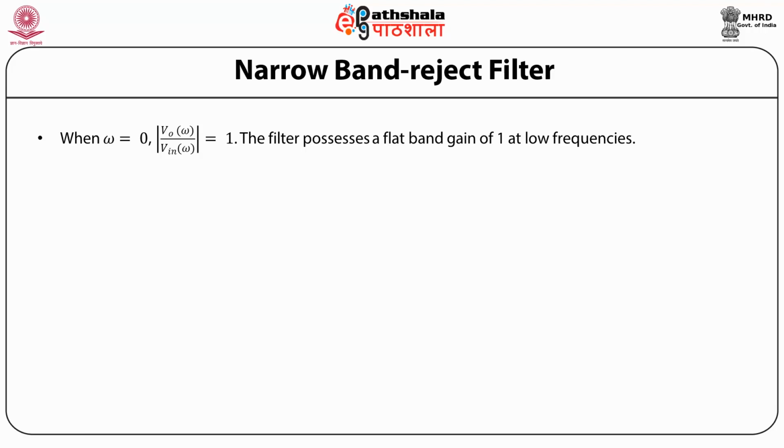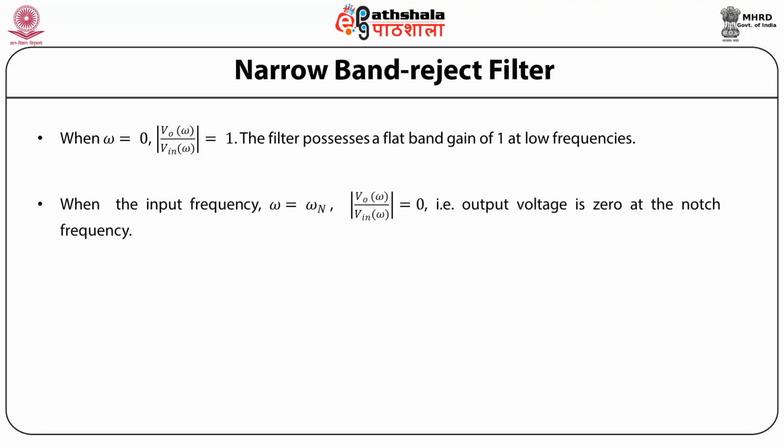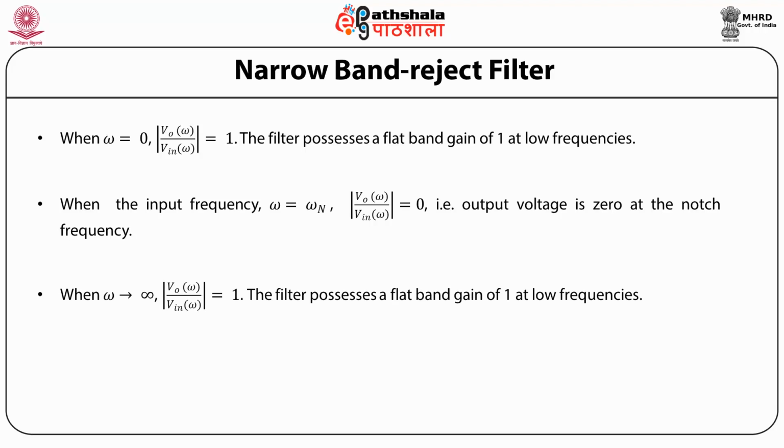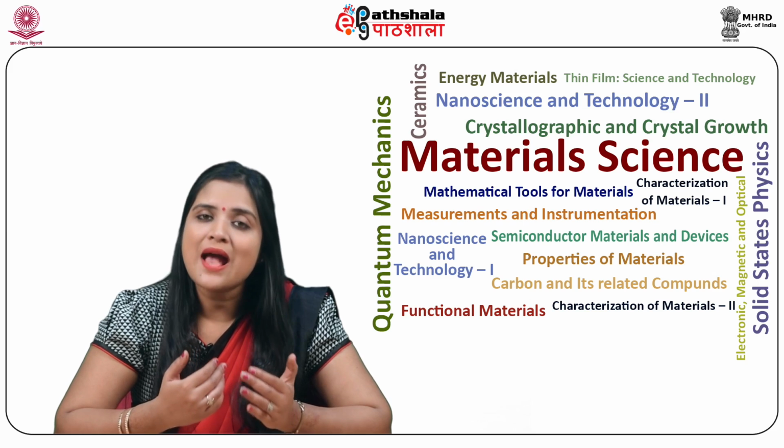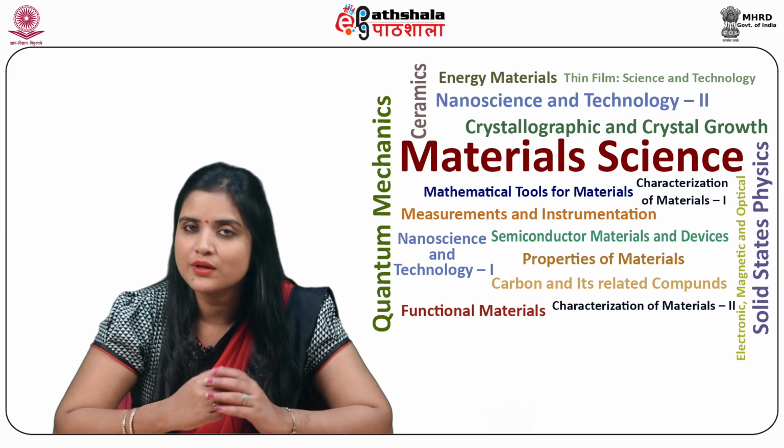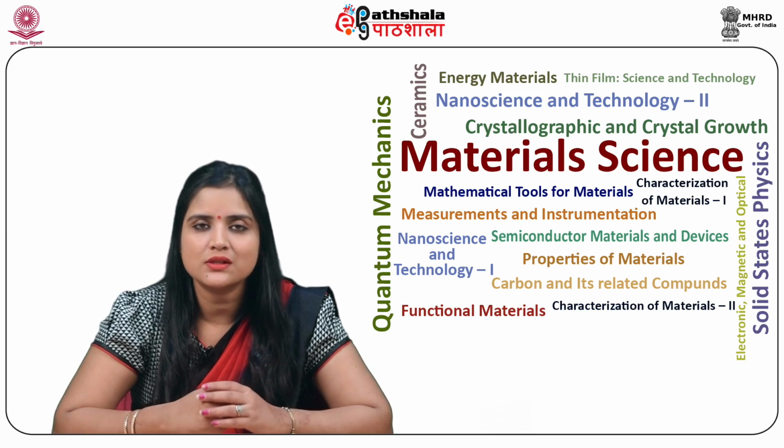The analysis of the notch filter can be carried out by converting the two T networks into the equivalent pi networks. The pi equivalent circuit is drawn in the figure, where ZA equals 2R into within the brackets 1 plus j omega RC. ZA prime equals 2 into within the brackets 1 by j omega C minus 1 by omega square C square R, brackets close. ZB equals ZC equals ZB prime equals ZC prime equals R plus 1 divided by j omega C.